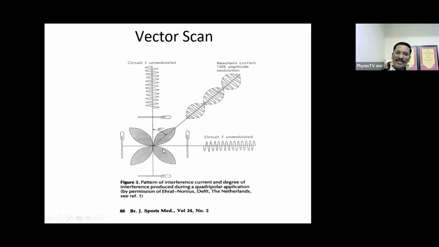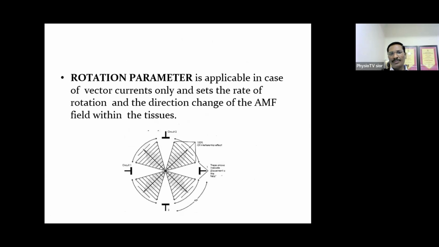Basically, in vector mode, the machine automatically sets the modulation, and thereby there is a sweep, that is, a rotation of 45, 90 or 360 degrees. There can be 100% modulation or 50% modulation. Here, during the vector mode, the machine automatically sets up so that the effective area is diffuse. That means it is distributed throughout the treatment area.